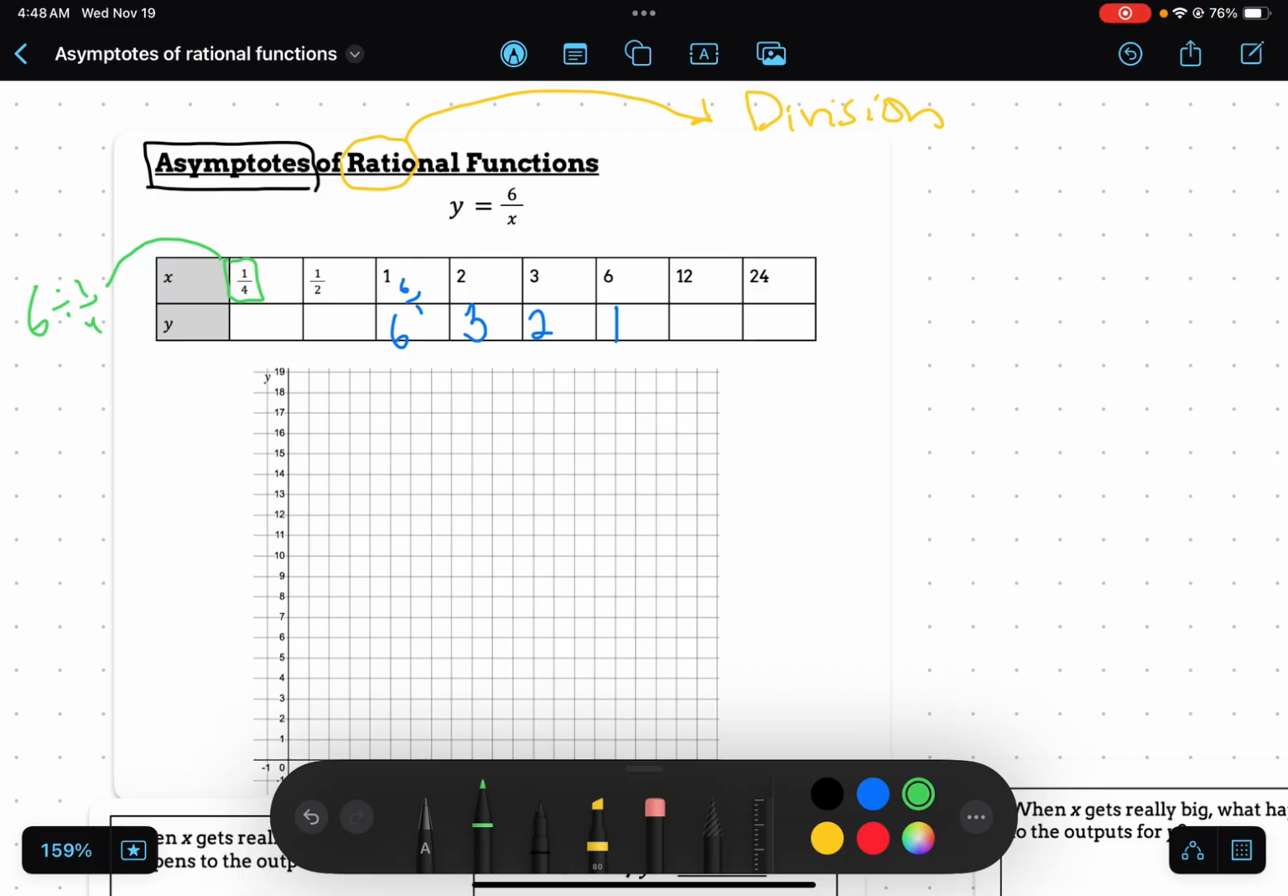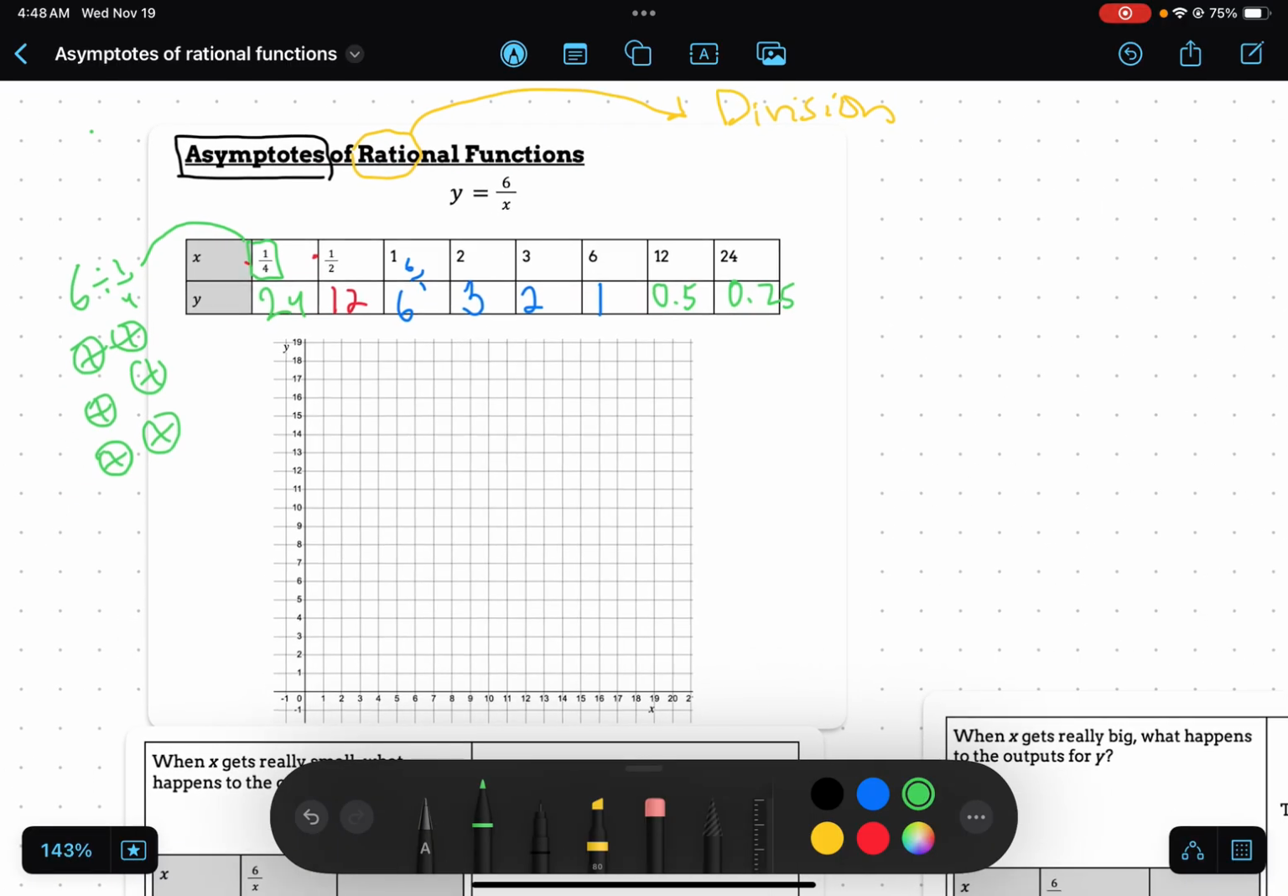Well, how many 1/4s are there in 6 wholes? There's a lot of them. There's 24, because if I take all my 6 wholes and chop them all into fourths, I get 24 pieces. Similarly, if I chop them in half, I get 12 pieces. So when I use these small numbers, I get big answers. And when I use big numbers, 6 divided by 12 gets me 0.5, and 6 divided by 24 is 0.25.